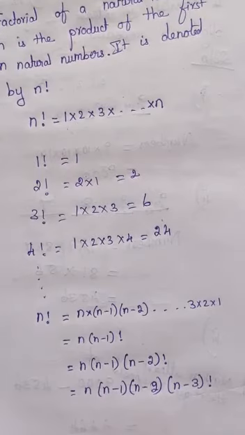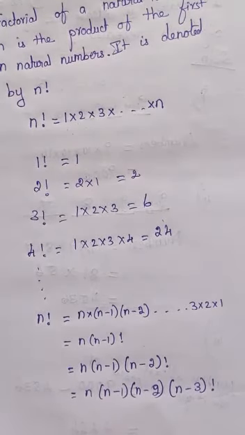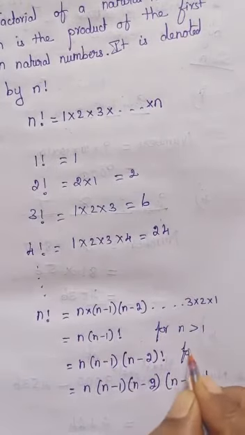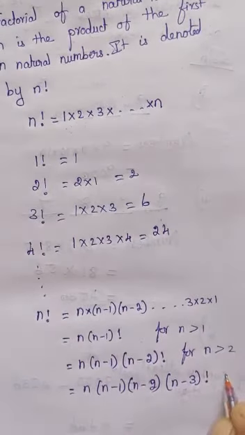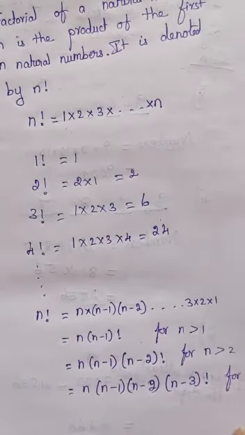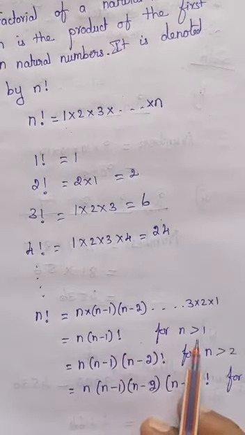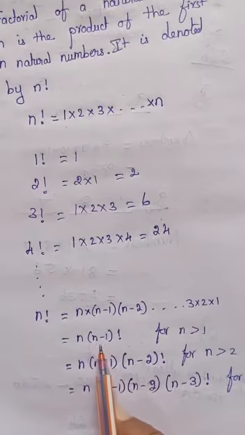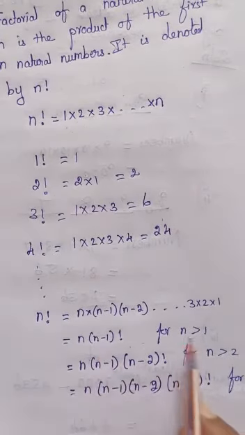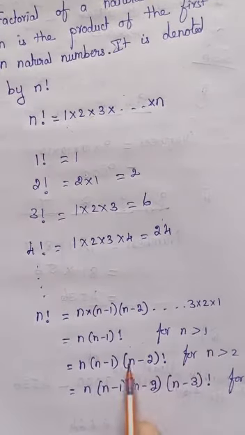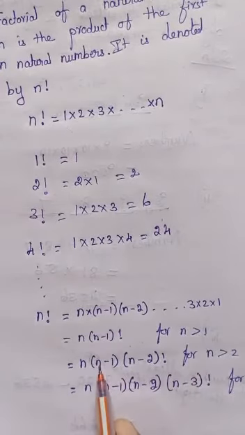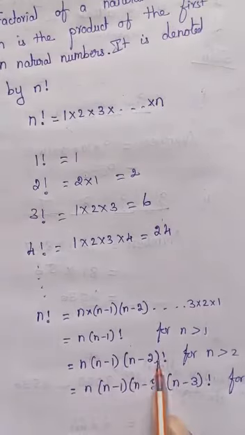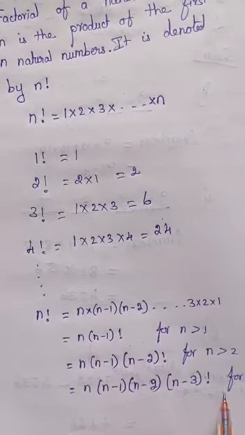When we write like this, we should give the condition also. This is for n greater than 1, here n greater than 2, and for n greater than 3. Because if we give 1, what happens? 1 minus 1 will be 0. That is the reason we have given n greater than 1. If we give 1, it will become 0. If we give 2 also, we cannot find the answer. Is it clear?